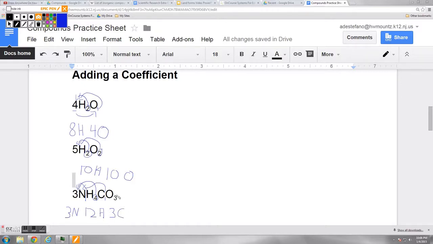And last, we have oxygen with the subscript of 3. Multiply that by the 3 in front to give us a total of 9 oxygens. So now we have 3 nitrogens, 12 hydrogens, 3 carbons, and 9 oxygens.